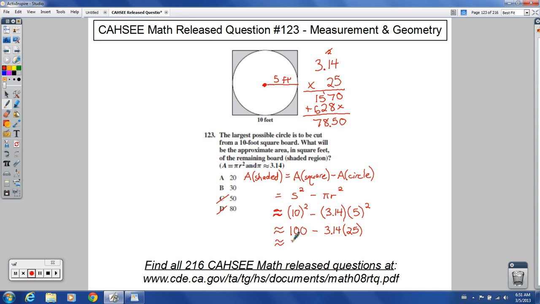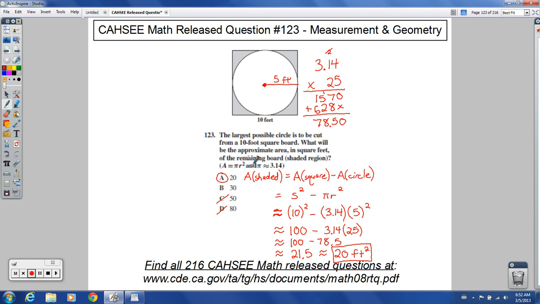So you have approximately 100 minus 78.5. If you were to get that exactly, that's going to be 21.5, which, according to our answers that we have to choose from, this is clearly closest to 20. So 20, and this is in square feet, so I would want to put feet squared. It doesn't give me that in my answer here, so I can just circle the 20, but it would be feet squared. You wouldn't want to leave out your units if you know what those units are.